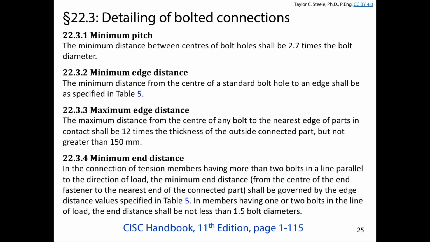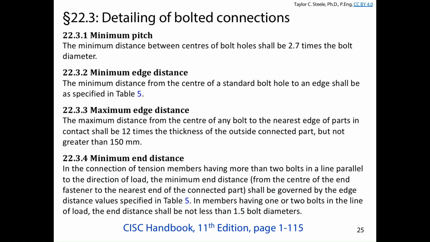What that means is you can't make a tension connection where the bolts are like this. It's just silly. First of all, you can't get a wrench on that to work any of the bolts anyway. So they need to be at least 2.7 bolt diameters, which will let you get a wrench on the nut. Even that's pretty close. Minimum edge distance means how close it should be to the edge, parallel to the applied load.